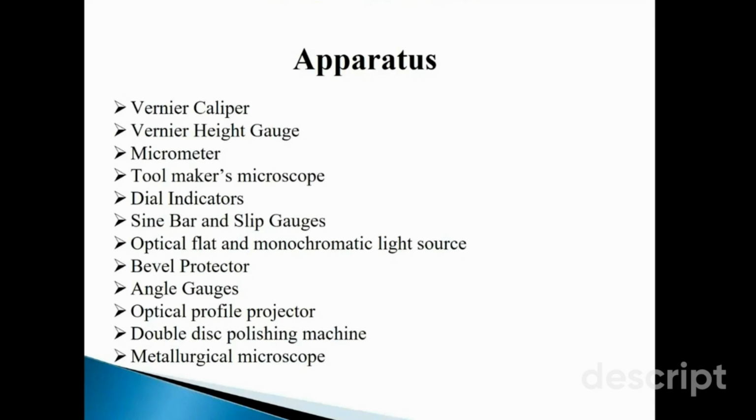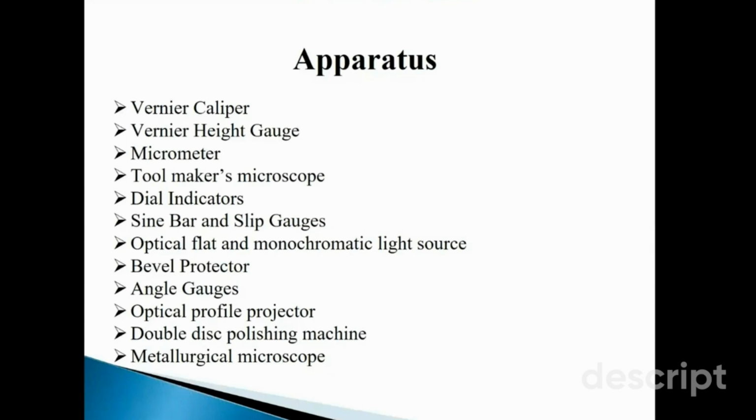The first basic equipment is the Vernier Caliper. I think you might have seen it in your physics class or in some of your science projects at school level. And then we have a Vernier height gauge. It is a special gauge, working on a similar principle to the Vernier Caliper, used to measure the height of any object. Then we have a micrometer, which is called a screw gauge. I think you are also familiar with this equipment.